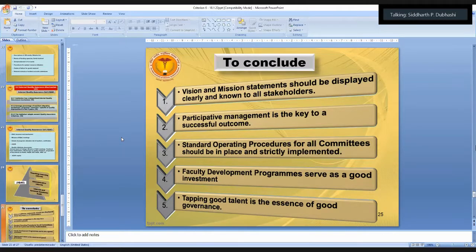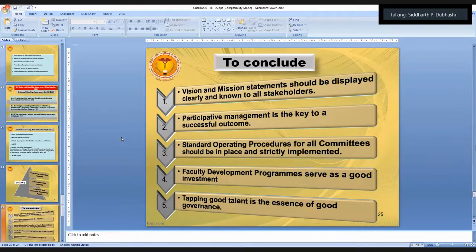That is called as a policy document. That is called as a standard operating procedure. If a faculty from that committee proceeds on leave, who is going to take charge of that? All that will be recorded in that particular SOP. Faculty development programs serve as a good investment, and tapping good talent is the essence of good governance. So selection of your faculty, mind well.